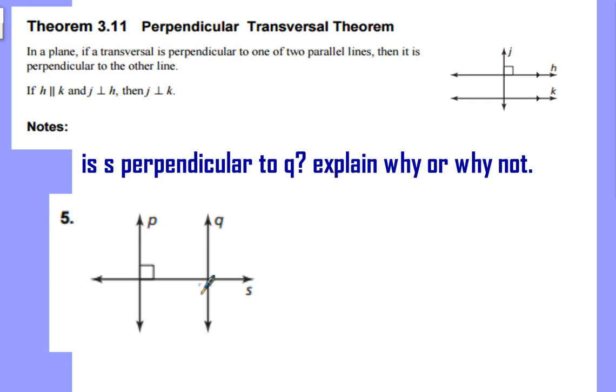Hopefully we noticed a little pause, a little hesitation maybe. Maybe not too sure, because what's the difference between this diagram and this diagram? We don't know that P and Q are parallel. So this only is going to let us use our perpendicular transversal theorem if P and Q were parallel. So I'm going to say no.